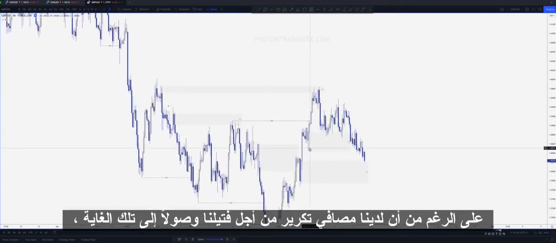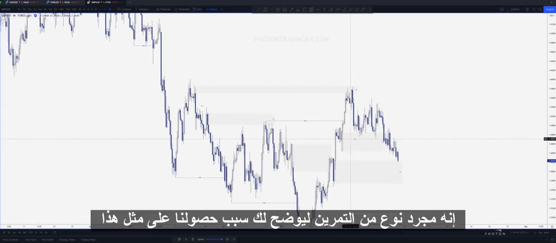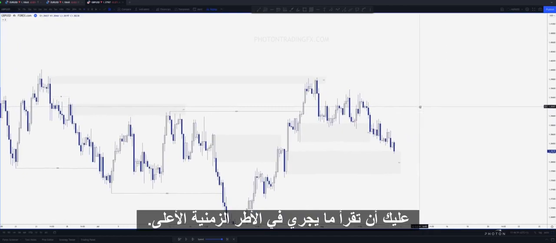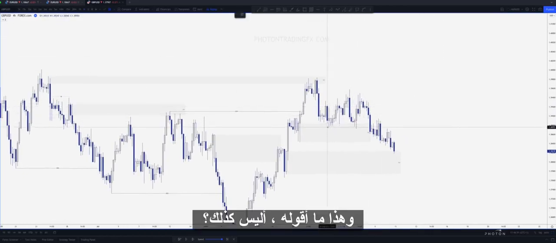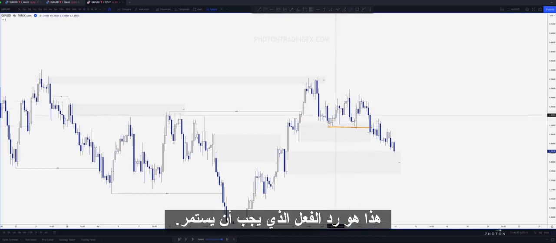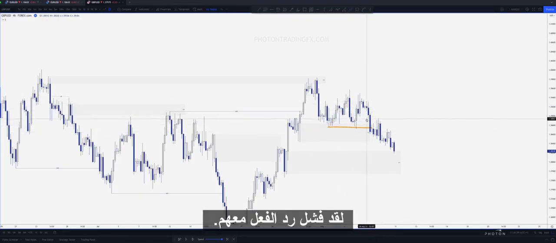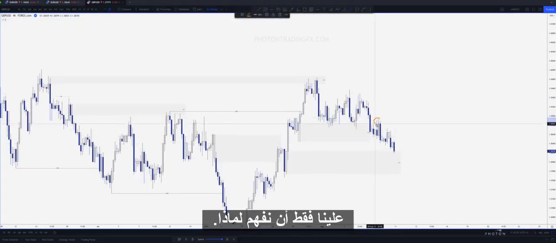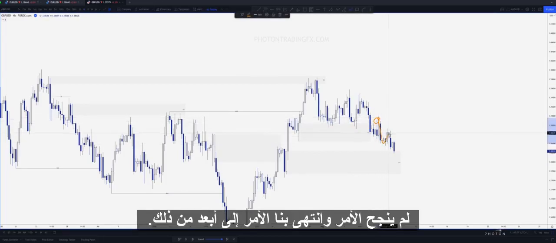Although we have refined this 4-hour wick down to that M1 zone, right, it's just more of an exercise to show you why we've got such a violent reaction. But you have to read what's going on in the higher time frames. And this is what I was saying, right? Understanding your flips, putting all of the pieces of the puzzle together, that is the reaction that should go. The reaction has failed. We've then pulled back up into that last point of supply. So yes, we still could go from here, and that's why longs can be worth taking, but you just have to understand why in this case it didn't work out, and we ended up coming even further.